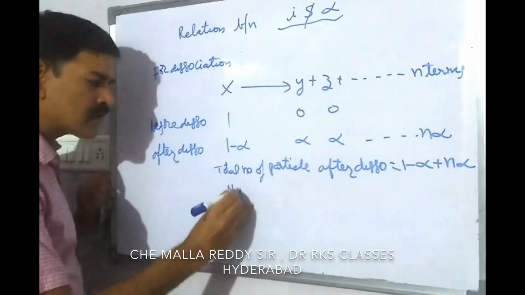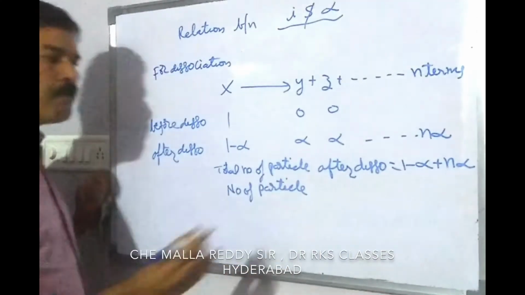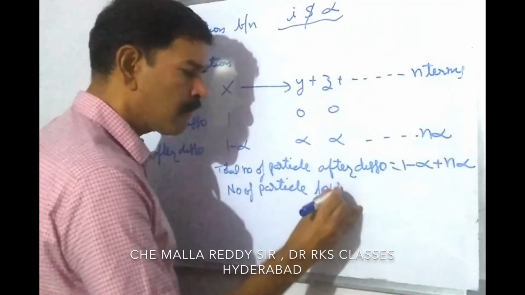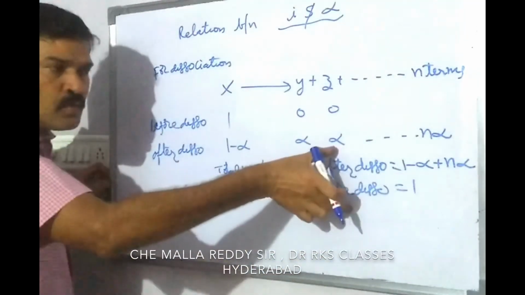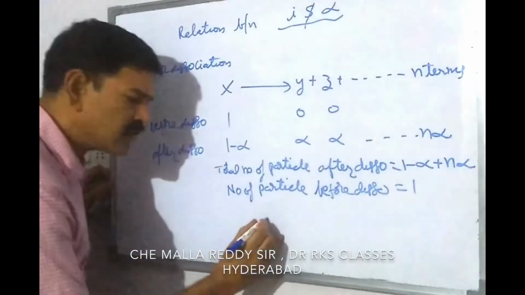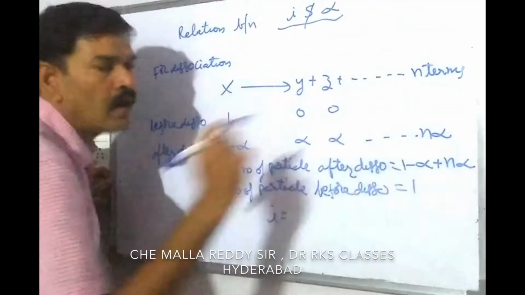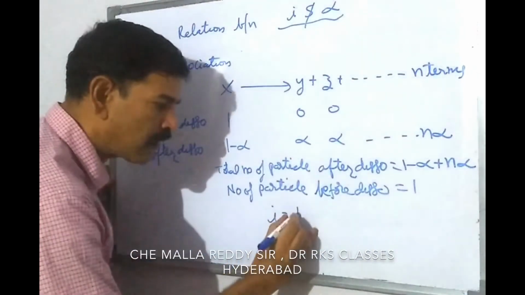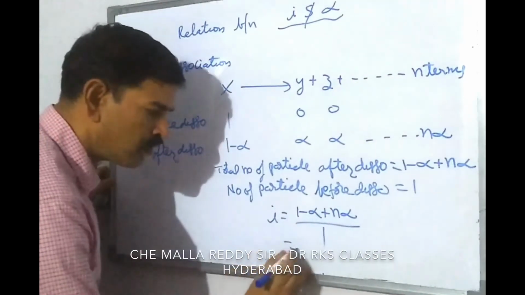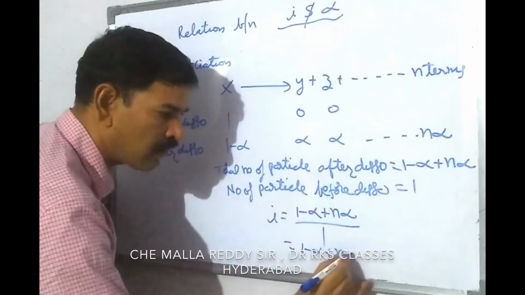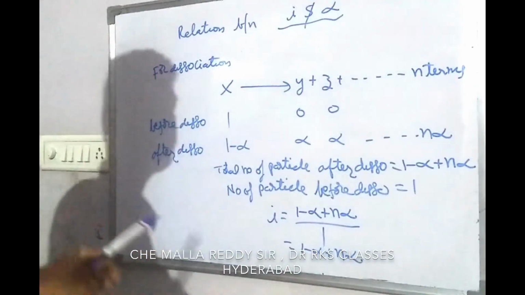Number of particles before dissociation is equal to how much? 1. Based on these two terms, just you find out i, the van't Hoff factor, is nothing but number of particles formed after dissociation by number of particles formed before dissociation. Here 1 minus alpha plus n alpha by 1. That is equal to 1 minus alpha plus n alpha. This is i. From this just you find out alpha.